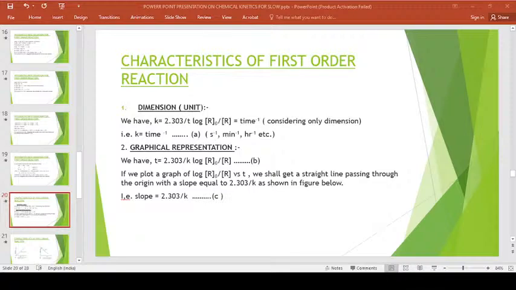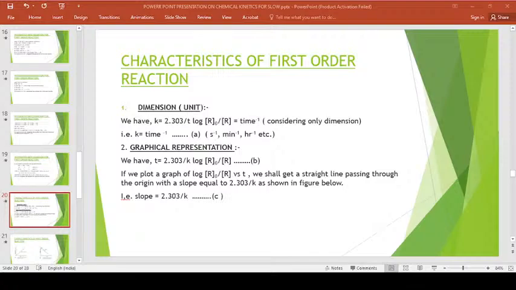For the first order reaction, if we plot log of R naught by R along the y-axis and time t along the x-axis, you will get a straight line passing through the origin, with a slope equal to k by 2.303. These two different graphs are given in your NCERT book. Based on these two graphs, you may identify the order of the reaction.